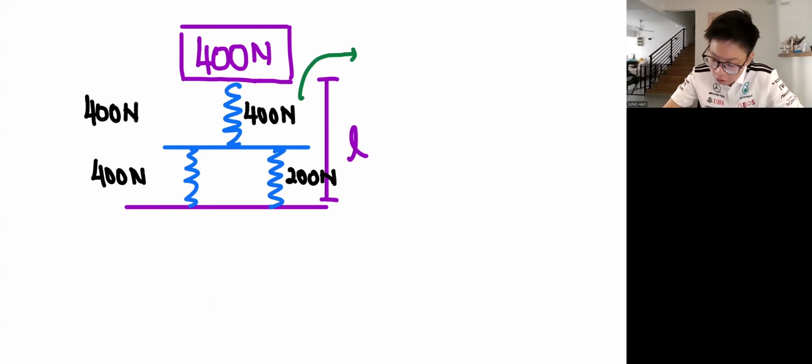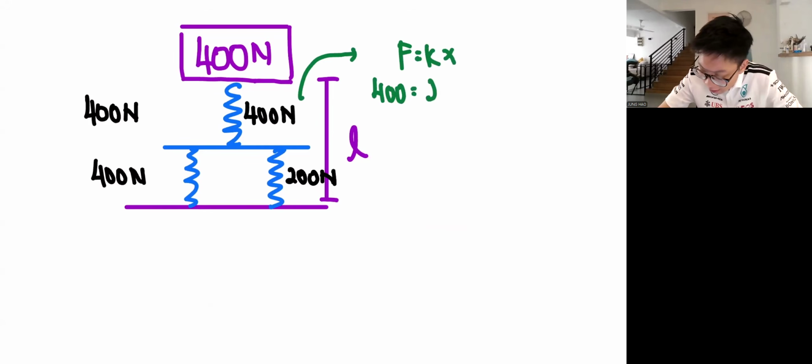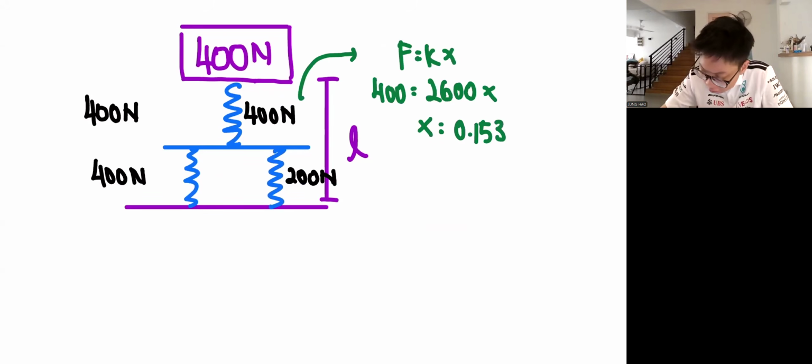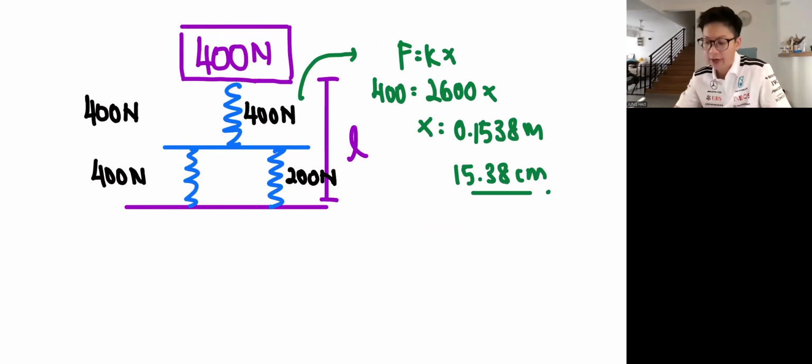Okay, so F is equal to Kx. So if my force is 400 Newton and my K is 2600, so how much will my X be? Okay, 400 divided by 2600. So X is going to be 0.1538 meter, 15.38 cm. Okay, but what do we do here?